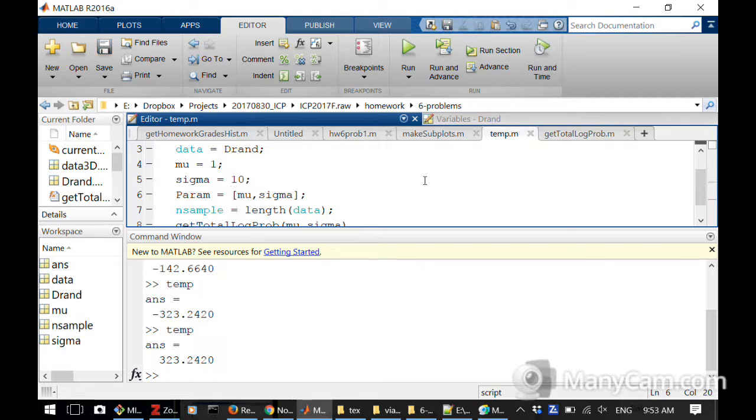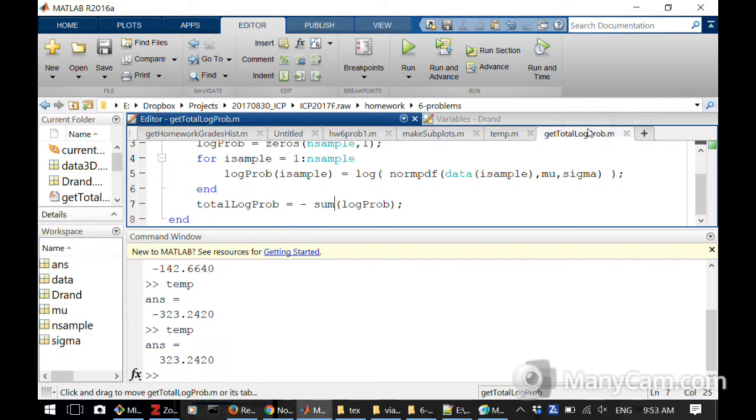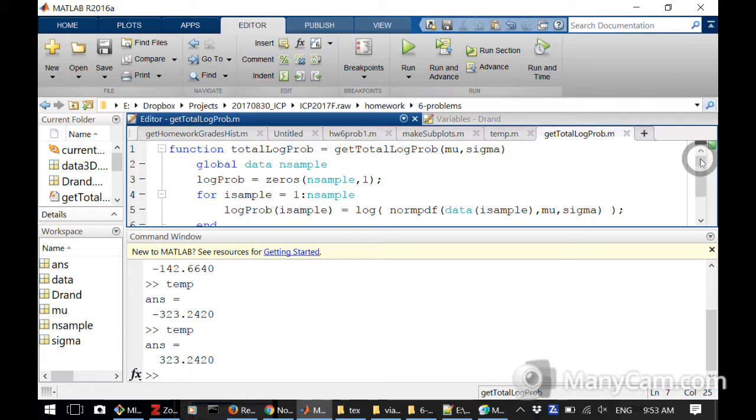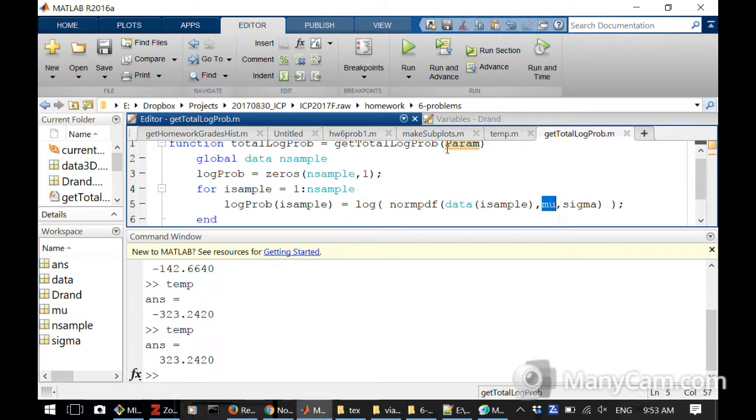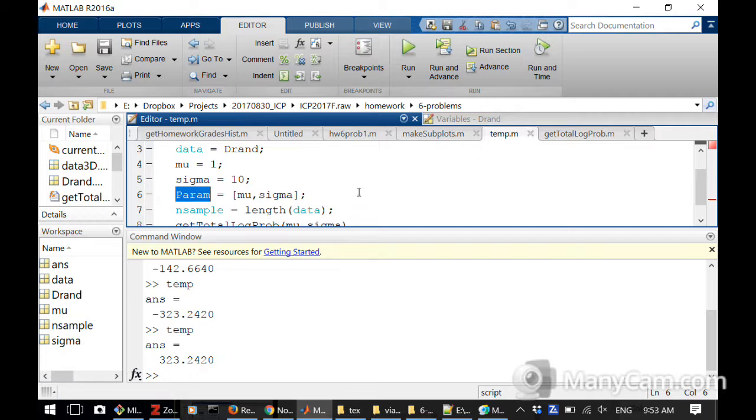Yeah. So, thanks. And then I define param, and then I change my function so that it takes param, not mean and sigma. So I say take param, and then instead of mean, I pass param 1. Instead of sigma, I pass param 2. Okay. That's it. And we are done.